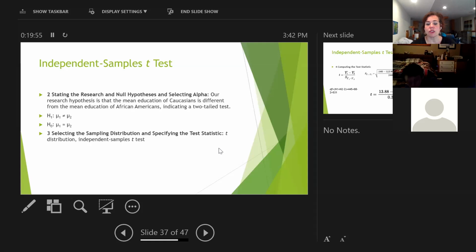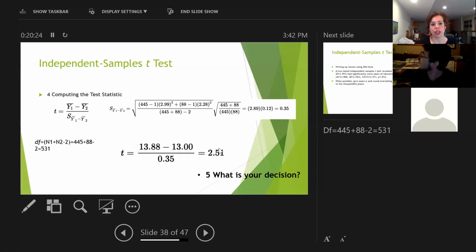Then you're going to state the research and null hypothesis. So your null hypothesis is that they are in fact equal. Years of education are about the same. The alternate hypothesis is that they are not the same. Okay. We in here are not saying one is greater or less than the other, right? We're just saying they're not the same. We're going to be using a t-distribution and an independent sample t-test.